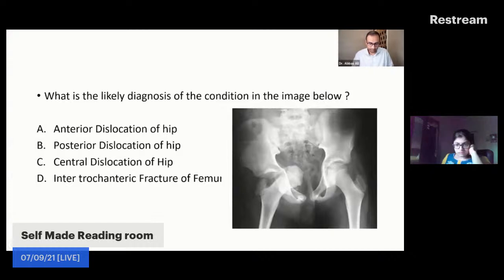Quickly, next question. What is this? Central dislocation. Yes, this is central dislocation. Everybody got it right. Excellent, Apurva. Excellent, Gauri. Right. How could you say this is central dislocation, friends?